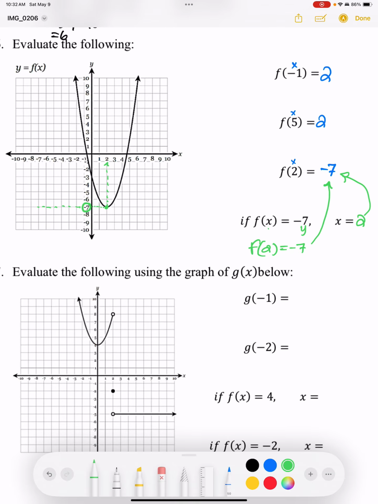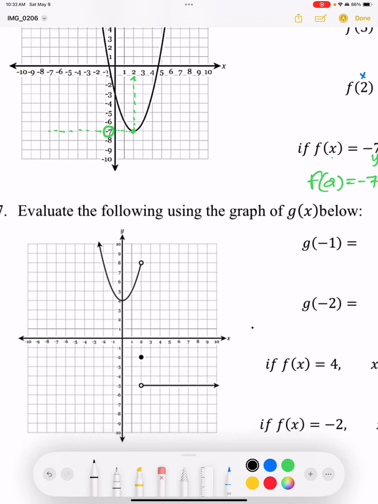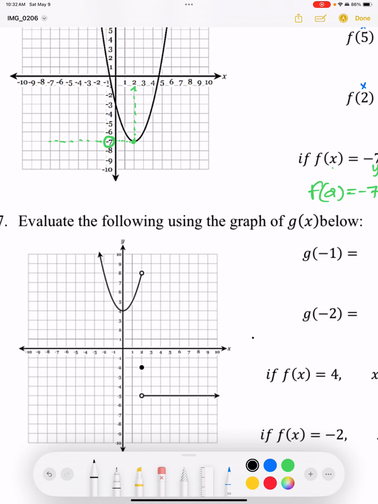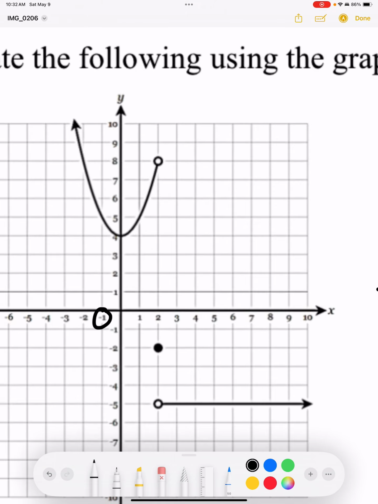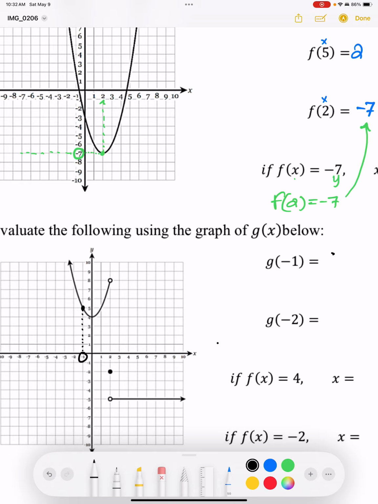Okay, here's another. Same thing. It's the same examples. G of -1. So we're going to go to the x, -1, right here. And there's nothing below it, so it's going up until it hits the graph, and that would be 5. So the answer is 5.